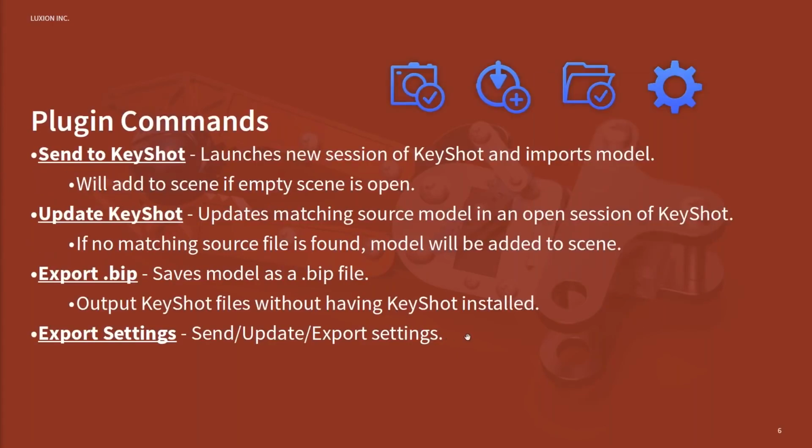Once you have the plugin installed, on that toolbar, you'll see 4 icons, which you can see here. The first one is called Send to KeyShot. And what that's going to do is launch a new session of KeyShot and import the model. So this is what I was referring to earlier about going directly from CAD to KeyShot, no intermediate formats, the least amount of translation.